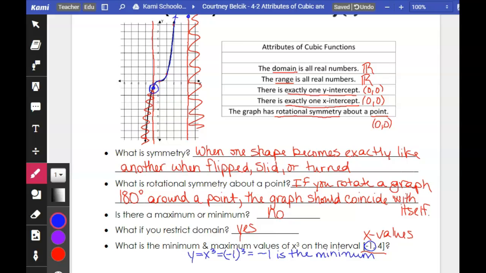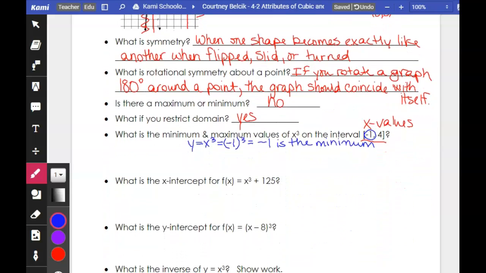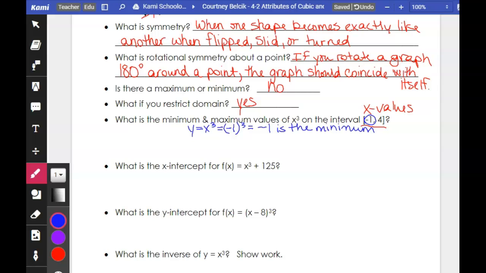So it's lucky that there's an algebraic way to do this, because if you look at the graph, there is no way for this graph to show us the maximum value because it's too high. So I'm going to go ahead and use my algebra. I'm going to take my equation, y equals x cubed. I'm going to substitute the biggest x value, so that's 4. Well, what is 4 cubed? 4 times 4 times 4. That's 16 times 4. That's 64.